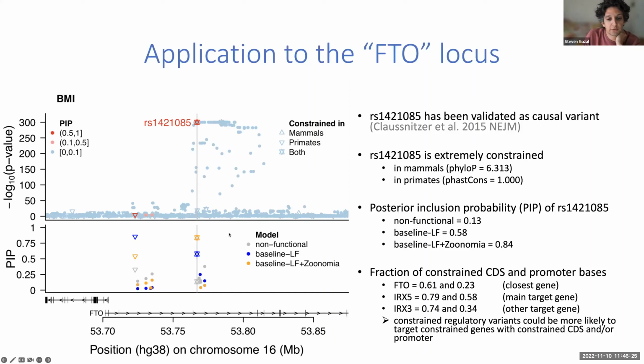What was also interesting to observe is that the gene FTO, which is not the causal gene, is not really constrained when we look at the fraction of bases of its exons and promoters that are constrained, but the two causal genes, IRX3 and IRX5, were more constrained. So it's suggesting that constrained bases that fall into, for example, enhancers are more likely to target a gene that is itself very constrained than a gene that is not constrained.